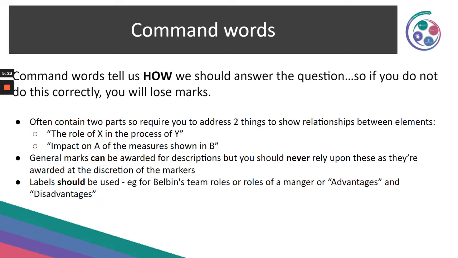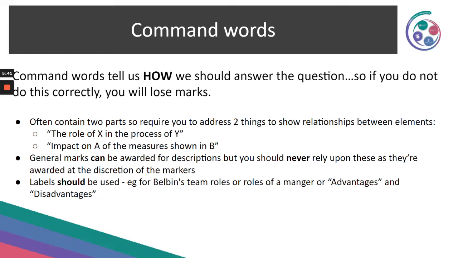Command word questions at Advanced Higher Business often contain two parts, so they require you to address two things to show relationships between elements. For example, the role of X in the process of Y, or the impact on A of the measures shown in Exhibit B.